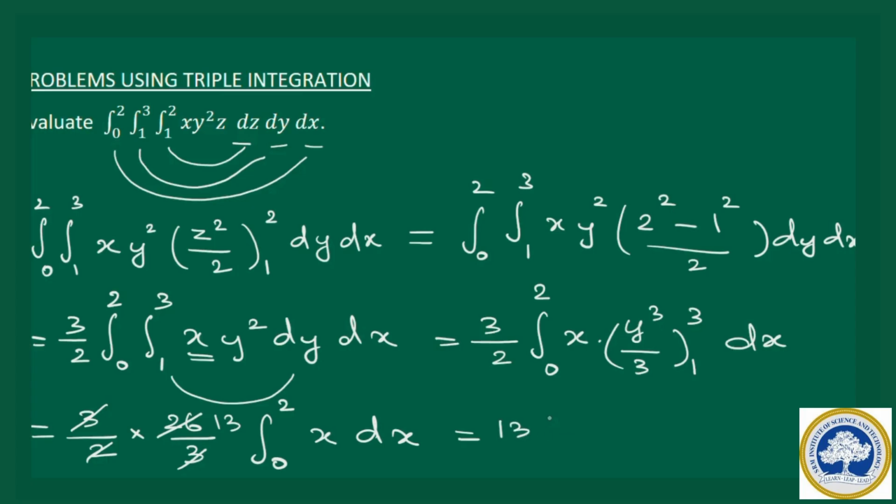So 13 into the integration of x dx, which is x square by 2, over the limit 0 to 2. The upper limit is 2, the lower limit is 0. So 2 square is 4. 13 into 4 minus 0, divided by 2. So what is the answer here? The final answer is 26. So this is the answer for the triple integration.